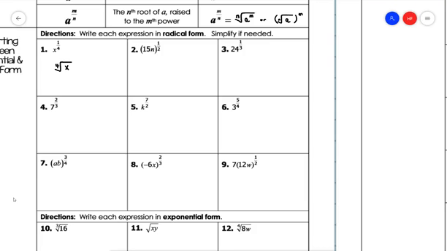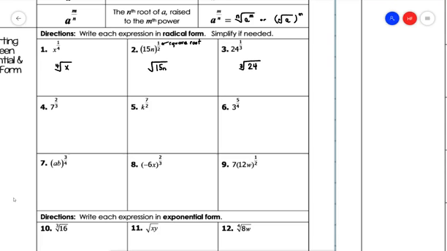Number 2, we have 15n to the 1/2 power, which is a square root with 15n on the inside. Remember when we have square roots, we don't have to write that 2 as the index. So whenever you're raising something to the 1/2 power, that's the same thing as taking the square root of something. And we have 24 to the 1/3 power, which would be the cube root of 24.